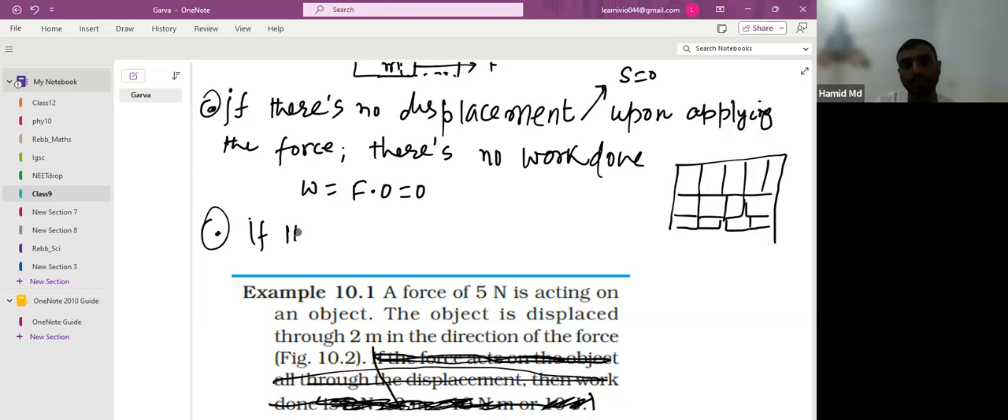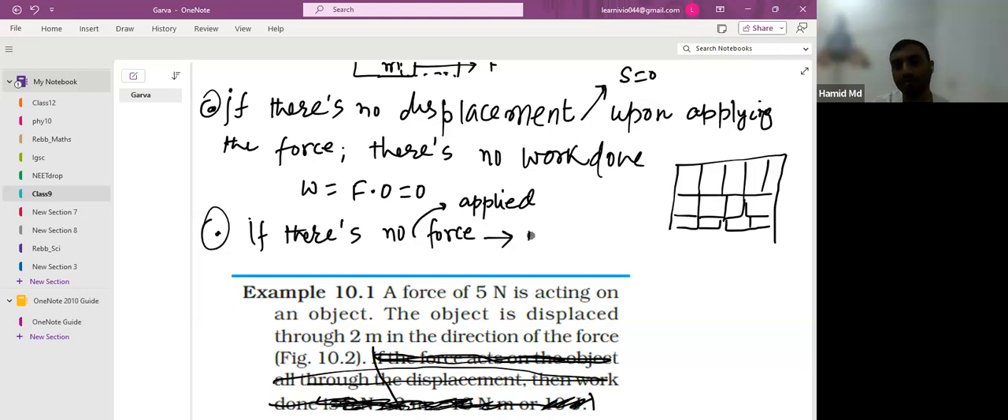Another point: if there is no applied force, it implies no work done, right? So for work done, there should be some displacement and force. But displacement is necessary. If you apply force, there should be displacement.